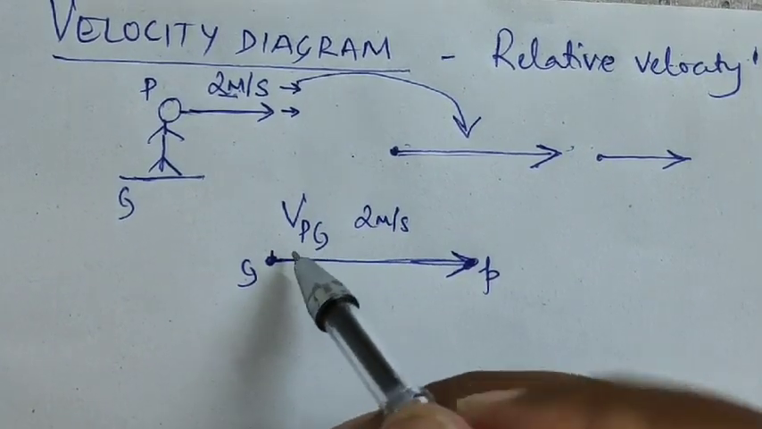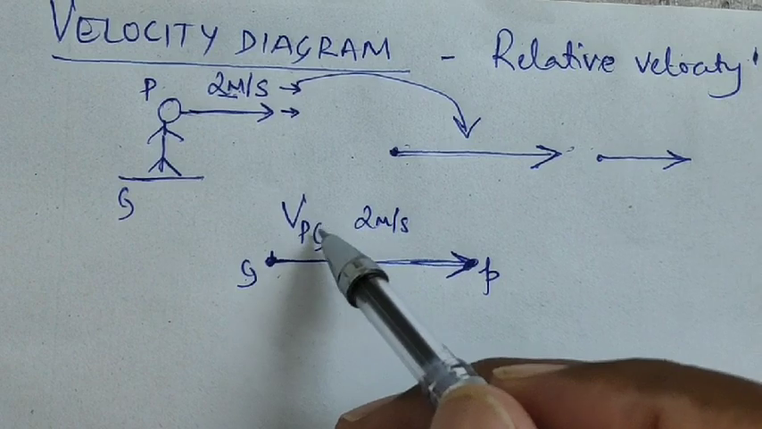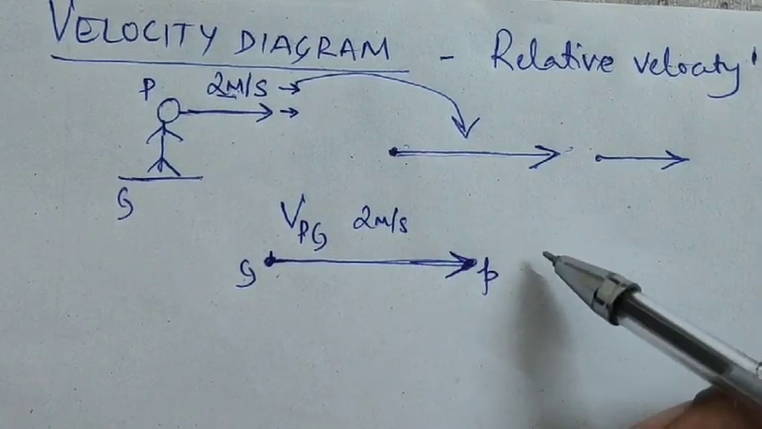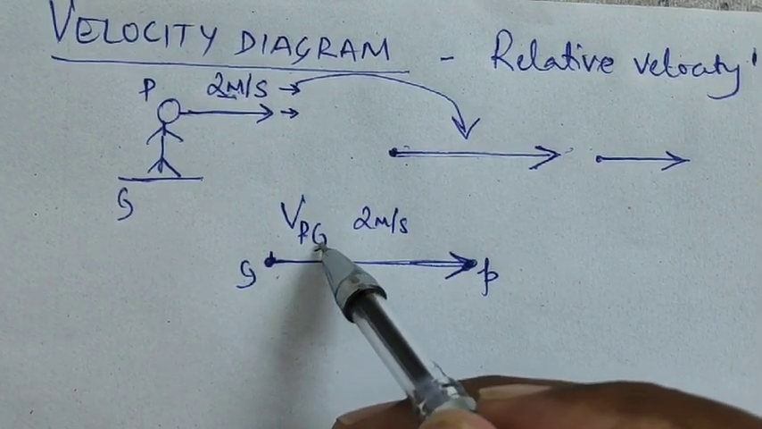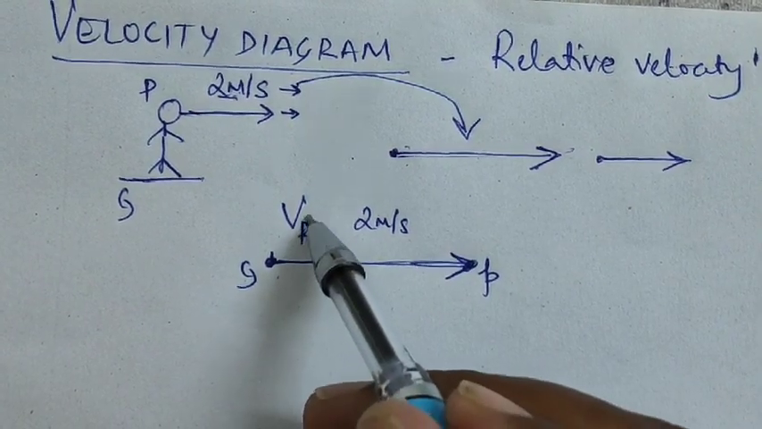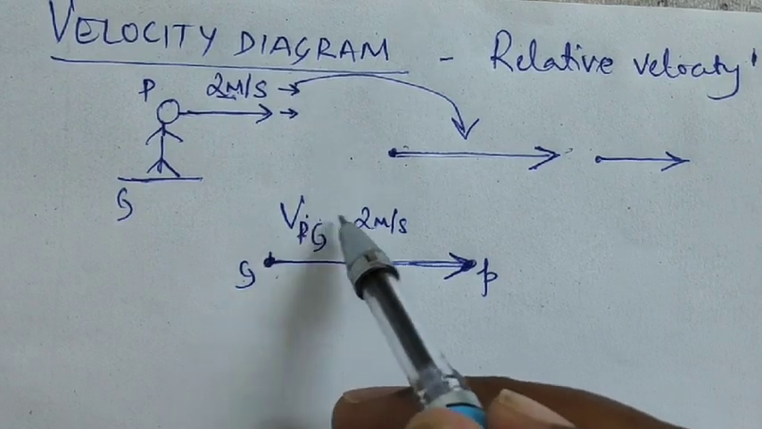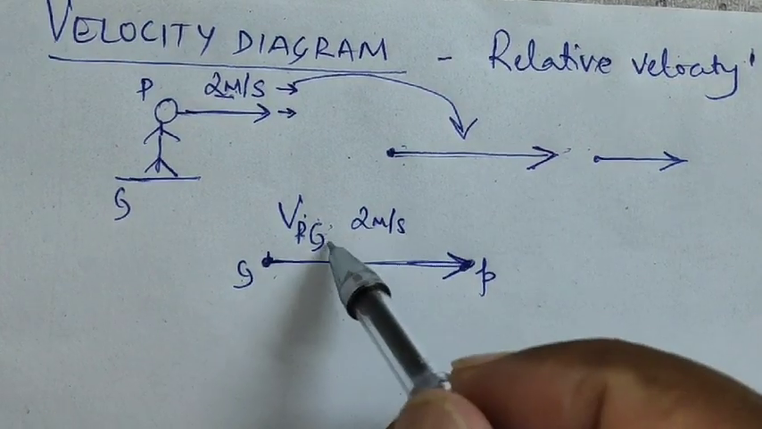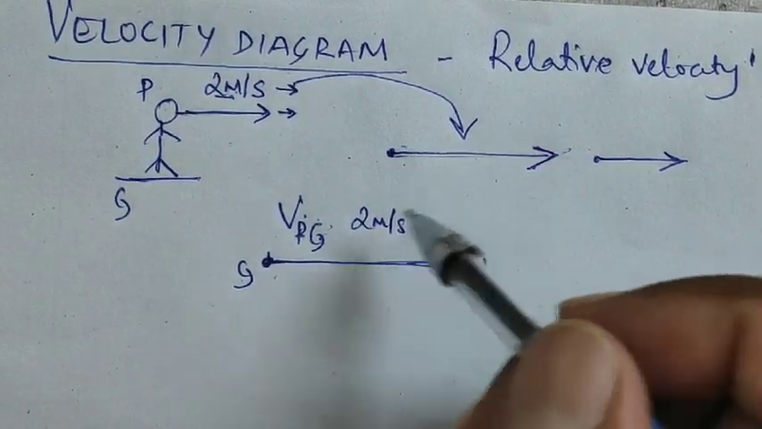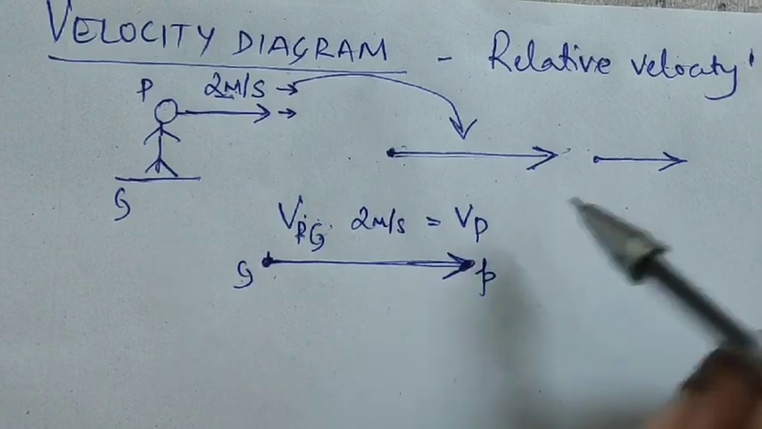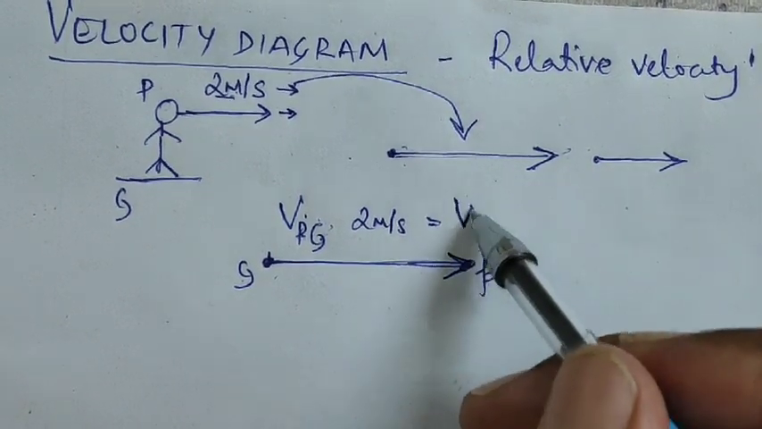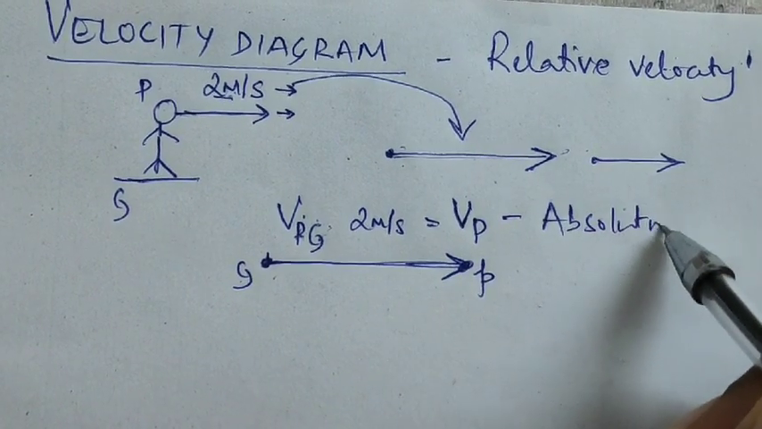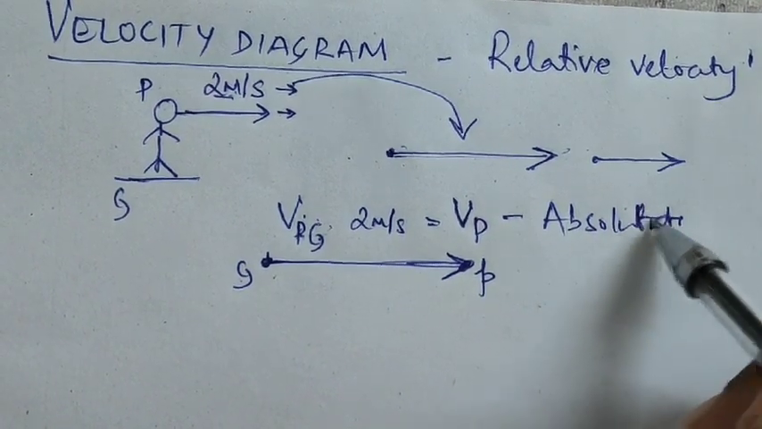So the first suffix P represents the point which is having a velocity with respect to a reference point G. When I have two suffixes, the first suffix refers to the point which is moving and the second suffix refers to the reference. Since the reference is fixed, not moving, we can as well write this simply as Vp. So when I have only one suffix, you can understand that you are referring to what is called absolute velocity. Absolute velocity.